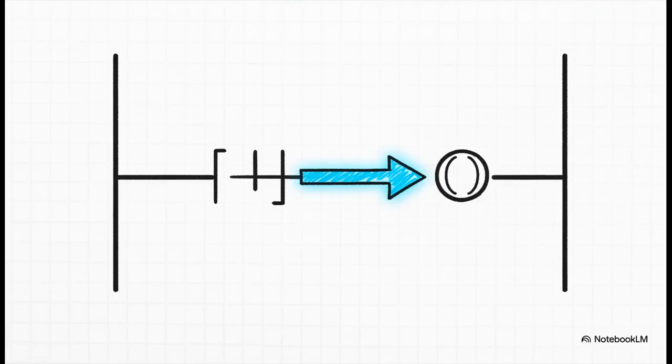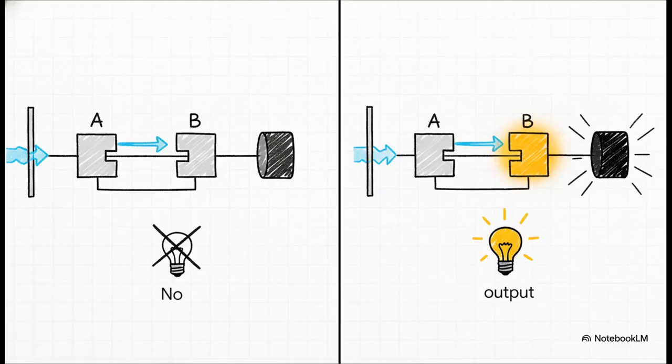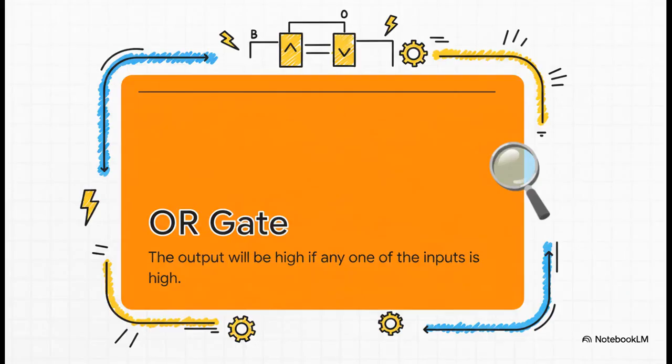So how does ladder logic show us this rule? Well, take a look. The two inputs, the two contacts, are placed one right after the other in a single line. We call this a series connection. And here's why that's so clever. For the power to get to the output, it has to flow through that first switch and then through the second one. If either of those switches is open, the path is broken. No power, no output. It's a perfect visual for the AND rule. A and B have to be true for that output to fire.